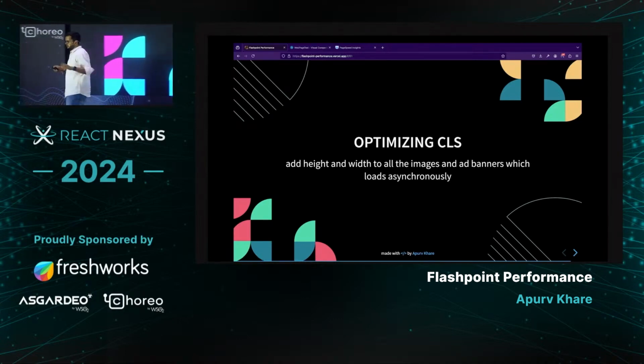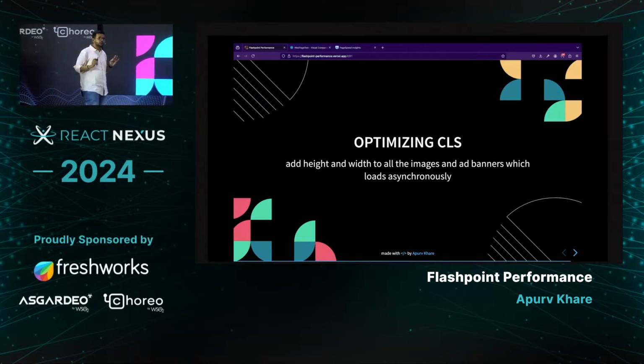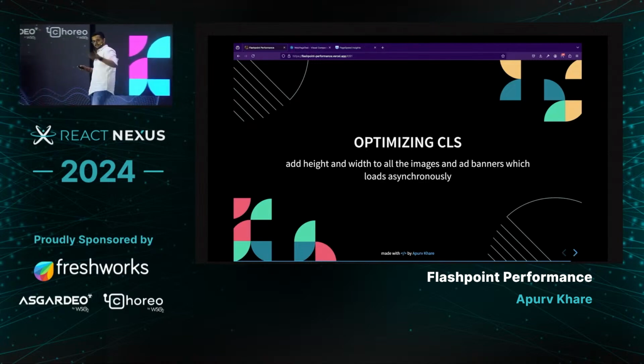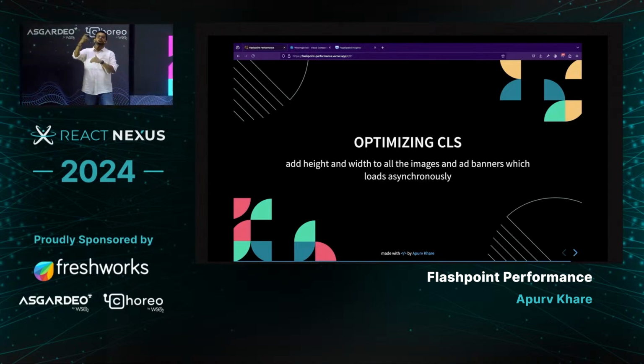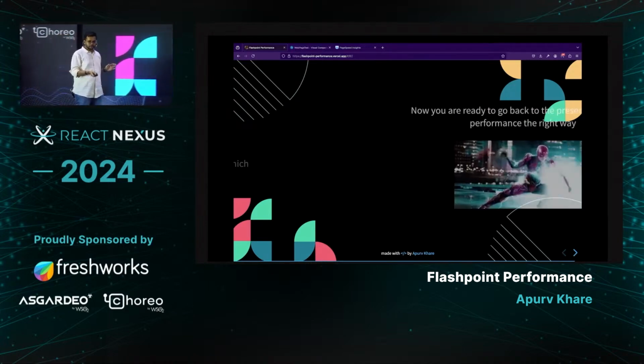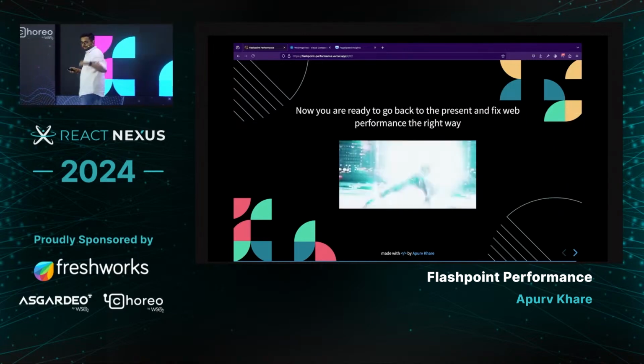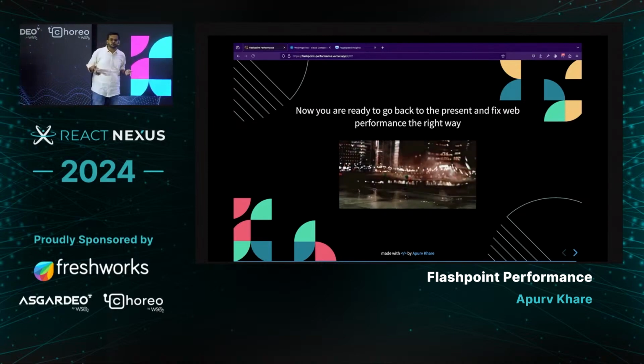The last one, which is optimizing CLS. Here, it's very basic. Add height and width to all of your content, be it images, ad banners, whatever it is, so that even if it loads later, it doesn't cause layout shift. So now, after this talk, you're ready to go back to present and fix the web performance the right way.